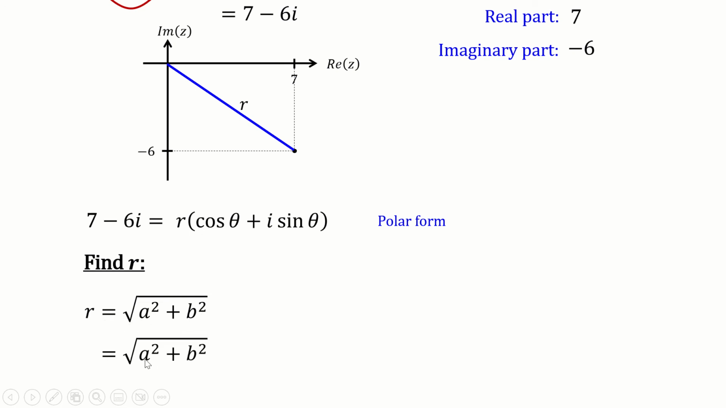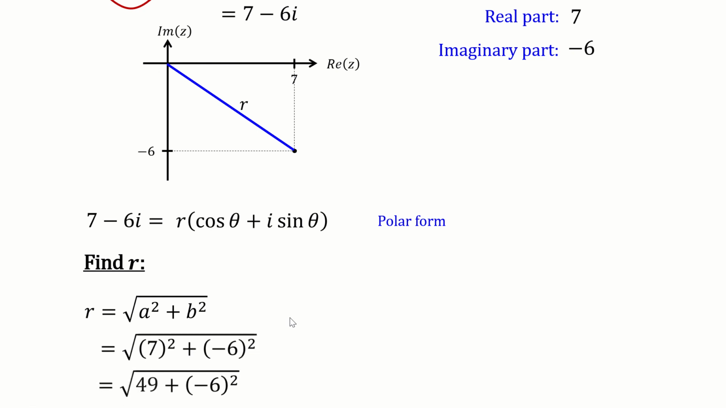Alright, so we can substitute. a is the real part, which is 7, and b is the imaginary part, which is negative 6. So we substitute into the formula, and then we can simplify this. So 7 squared is 49, and then negative 6 squared is 36. So 49 plus 36 is 85. So r is equal to the square root of 85. Next is to find theta.